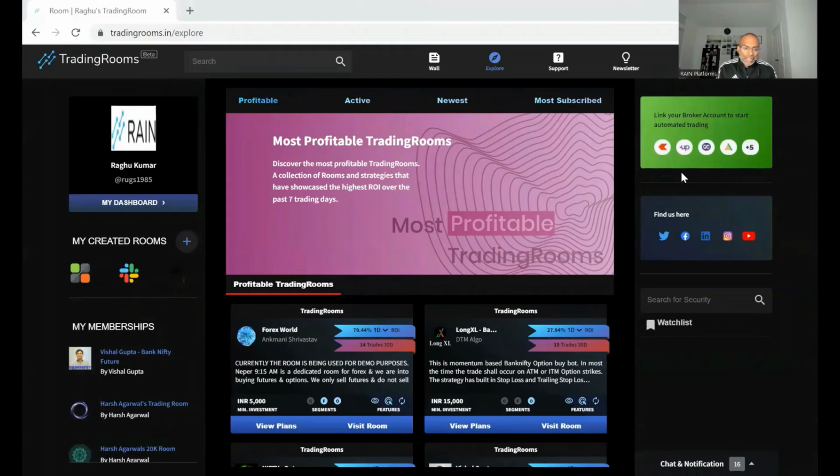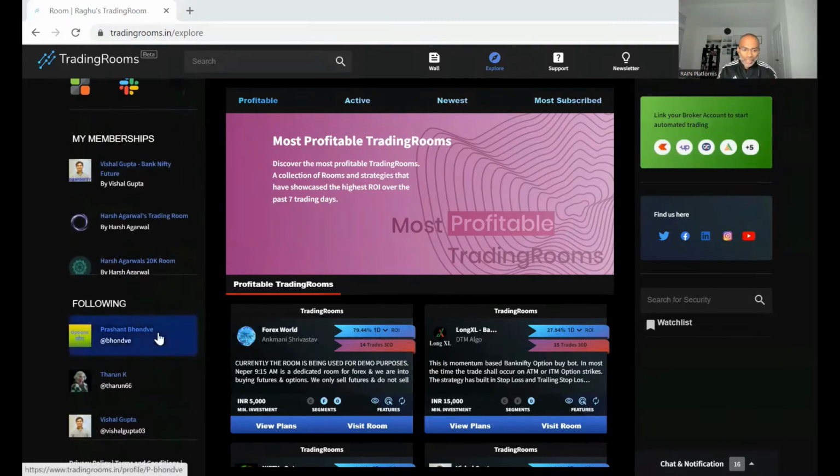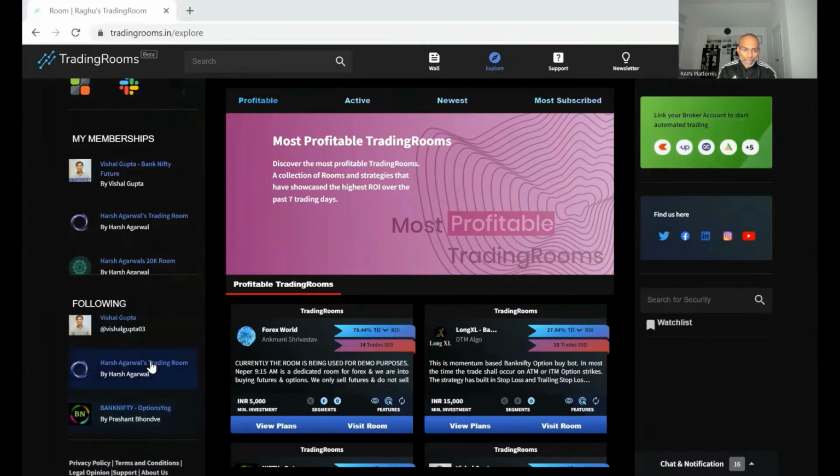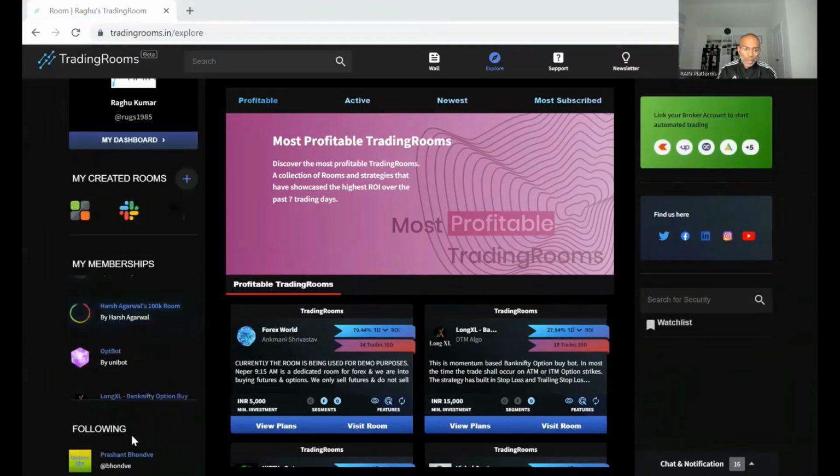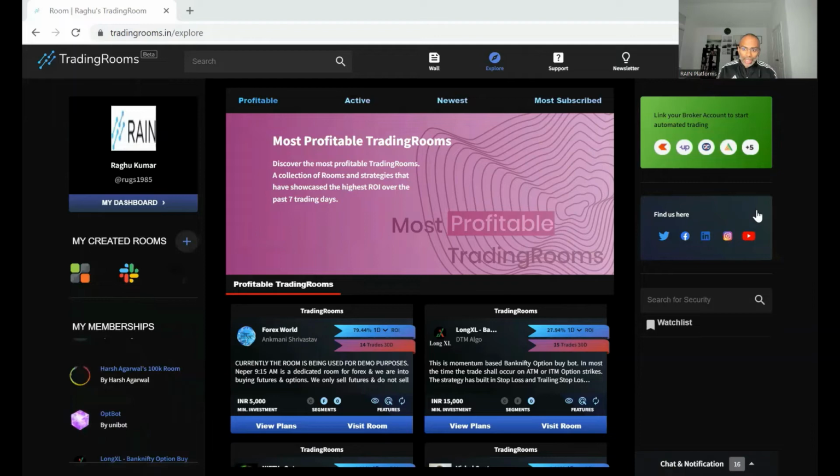Okay, so now that we have successfully created our room, we are going to go ahead and show you how you can use your room to trade, and basically all the different functionalities that are associated with becoming a room owner on TradingRooms. The first thing you want to know is, obviously on the left, this is the console for being able to see all the rooms you've created and all the rooms you've joined as a member and all the rooms you're following. And on the right is where you will be able to see everything associated with the trading activity for your room.